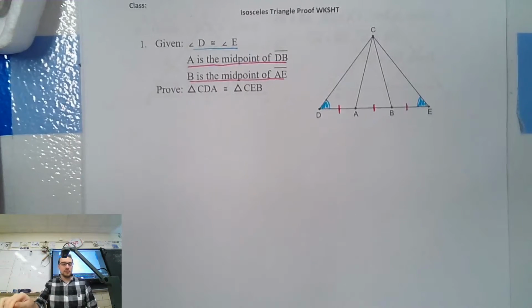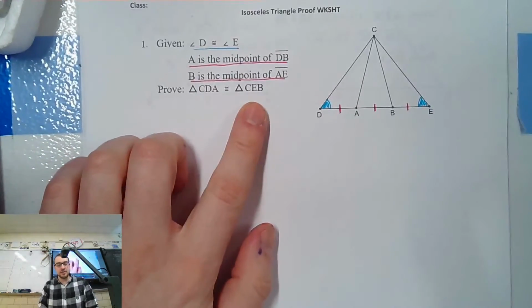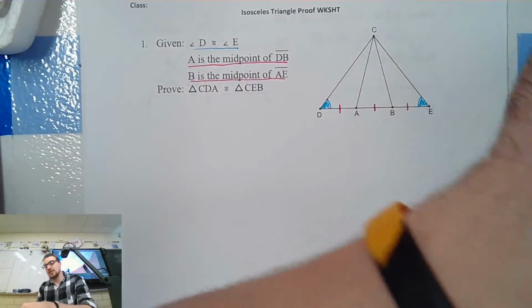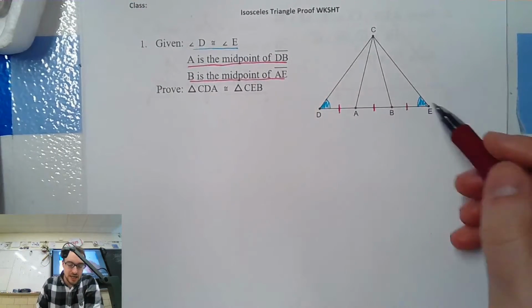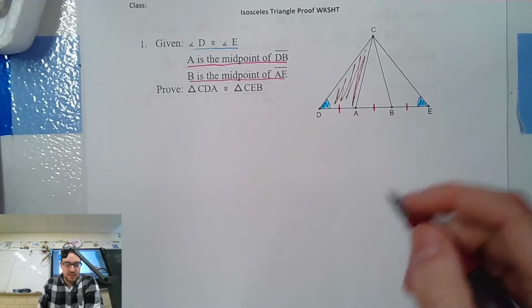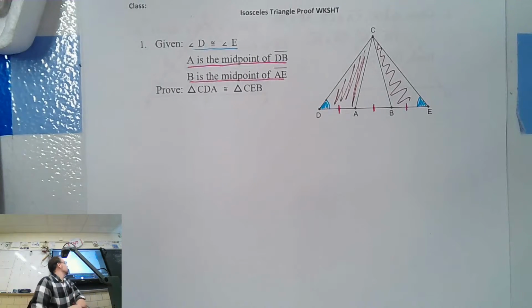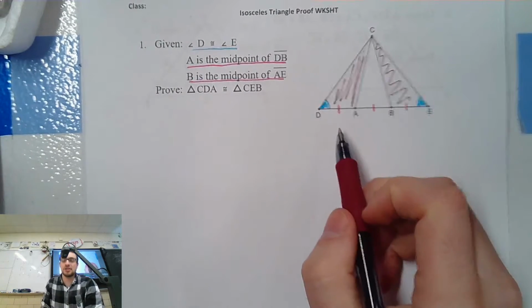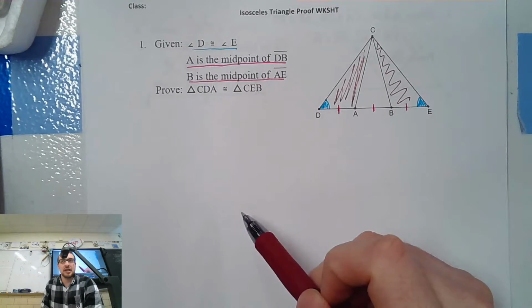Hey, what are we trying to do? We're trying to prove CDA congruent to CEB. I'm going to color those triangles in. You should not do this. I just want you to be able to see what our goal is. So CDA is this triangle, and CEB is this triangle. Angle, side, angle. So we're going to try and prove them congruent. Right now, we don't have enough information to get it done because all we have is an angle and a side. If we had more information, we'd get it done.